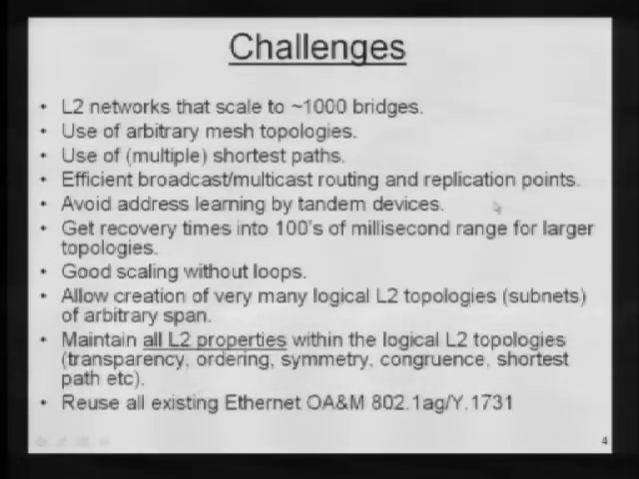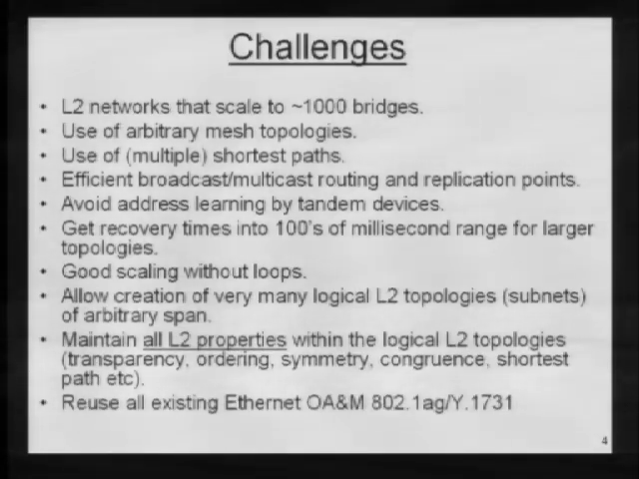So what are the challenges that we're trying to address here? We're trying to make layer 2 networks much larger. We'd like to get to scales of around 1,000 or so bridges, or certainly an order of magnitude larger than we're currently able to do. I want to be able to use all of the mesh. If you bother to put a link in, we want to be able to use it. And we'd like to use all of the shortest paths, or a substantial number of the shortest paths, present in that topology. I want efficient broadcast and multicast, and I want to make use of all the replication points that are possible within the network for the purpose of multicast.